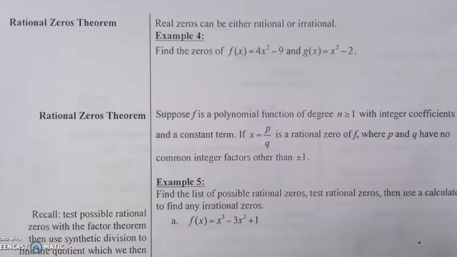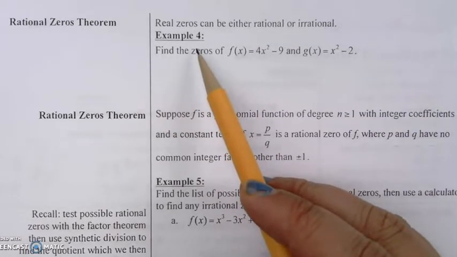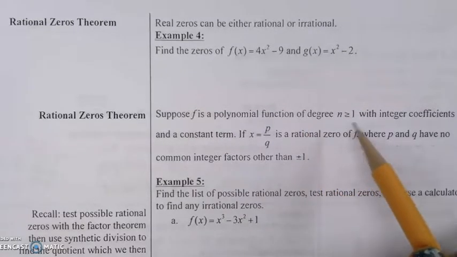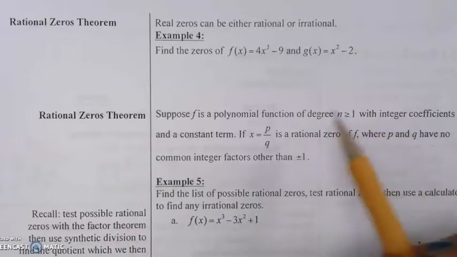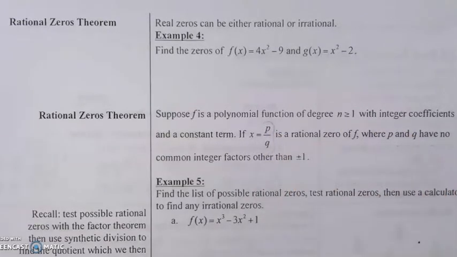Okay, so on the next page, we're looking at the rational zeros theorem, which says that real zeros can be either rational or irrational. And if a polynomial has a degree n greater than 1 with integer coefficients, we can always find those rational zeros with the numbers at the front and back of our function. So we're going to apply that, but first, let's recall how we used to do this. And we used to do it just by factoring.